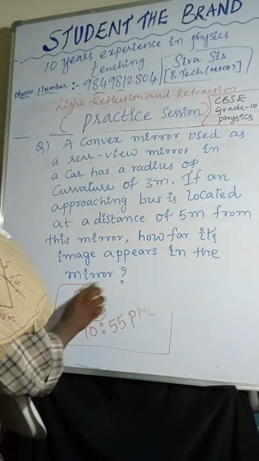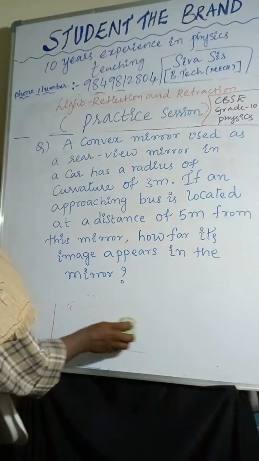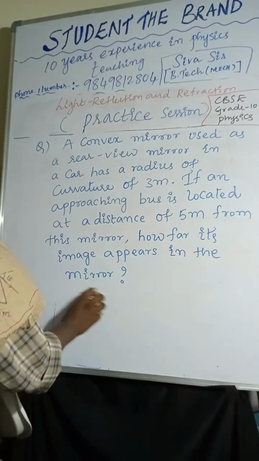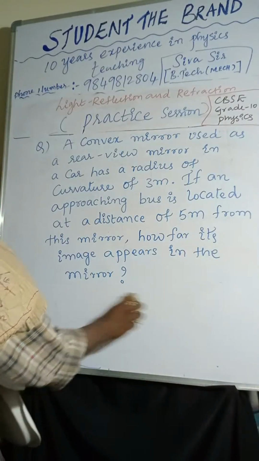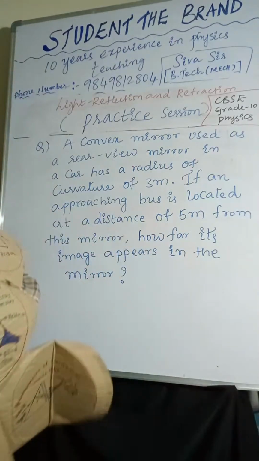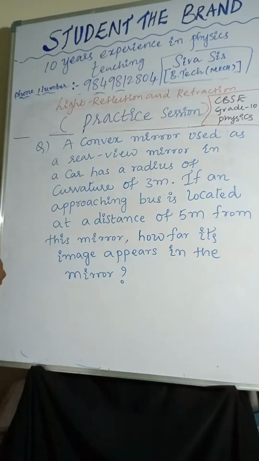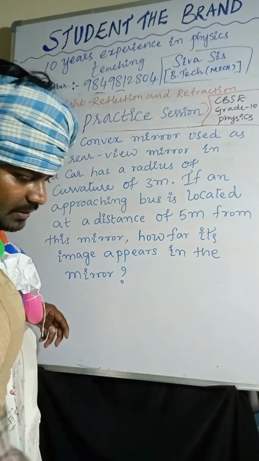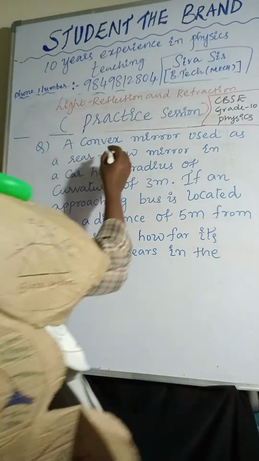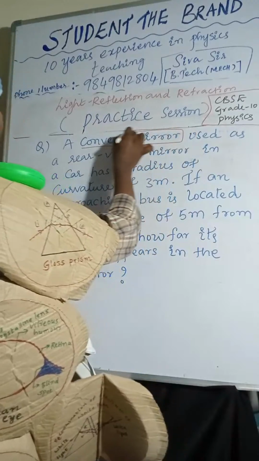So a few points I will tell. Keep in mind, only focus on the sign conventions of mirrors when you are doing problems on mirrors. Don't think about any other points. Here you can see a convex mirror. I already said, underline the mirror.